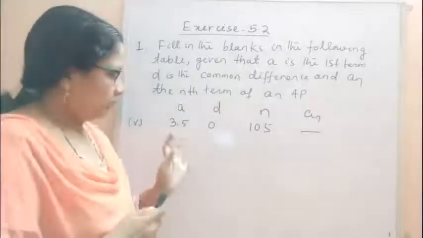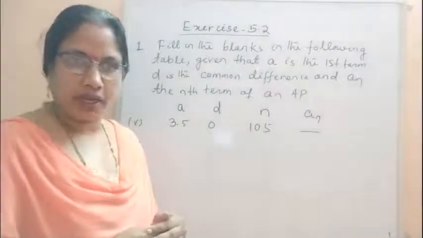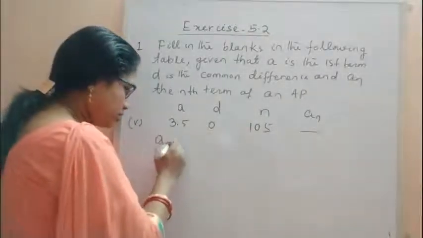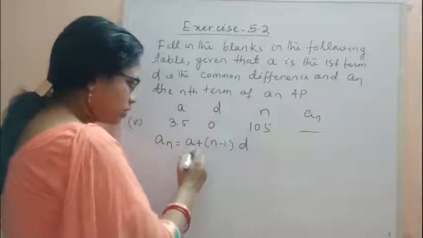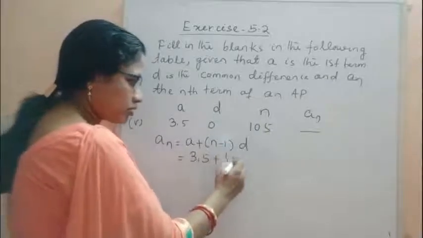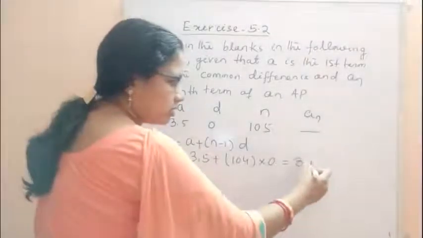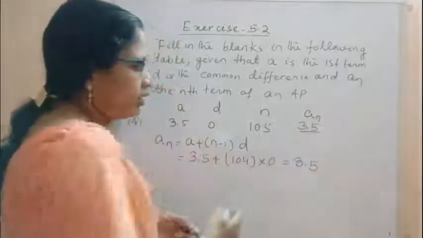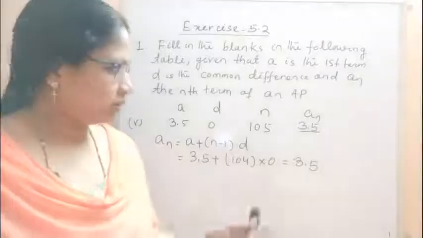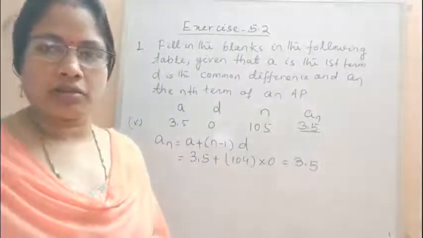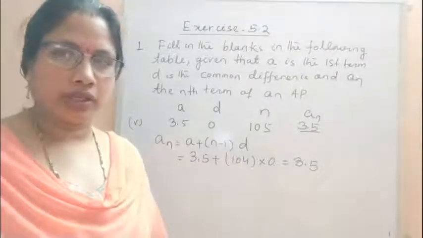So next, fifth bit, a is 3.5, d is 0, n is 105. Then we have to find an. So an is equal to a plus n minus 1 into d. So this is equal to a is 3.5 plus 104 into 0. So this term is 0. So the answer is 3.5. So an is equal to 3.5. In this way you can find the missing thing by applying the nth term formula, an is equal to a plus n minus 1 into d.